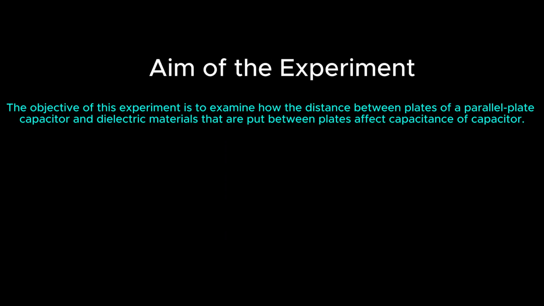In this experiment, I will examine the factors that affect the capacitance of capacitors, which are devices that store electrical energy. One of these factors is the distance between the parallel plates, while another is the dielectric constant of the material placed between them. The objective of this experiment is to examine how the distance between plates of a parallel plate capacitor, and dielectric materials that are put between plates, affect capacitance of capacitor. This experiment demonstrates essential principles of electrostatics and illustrates how changing physical parameters influences the energy storing ability of capacitors.